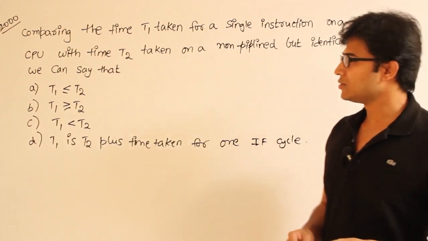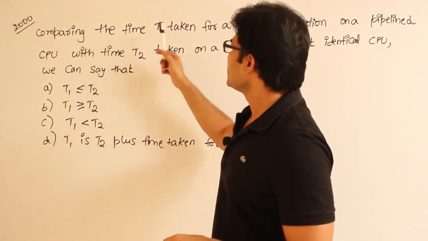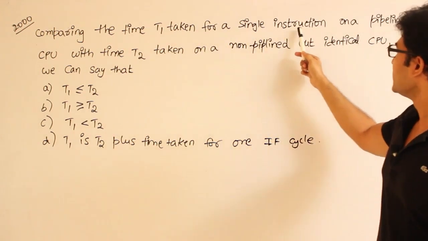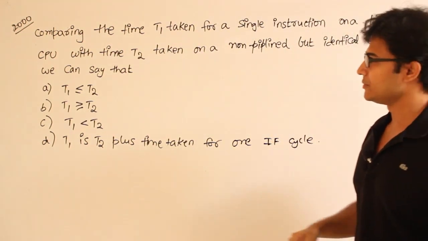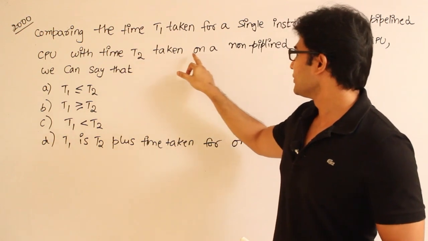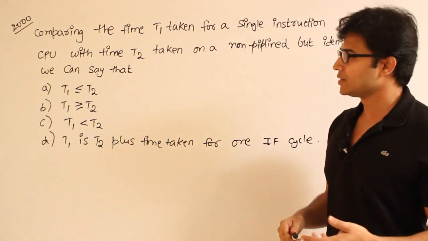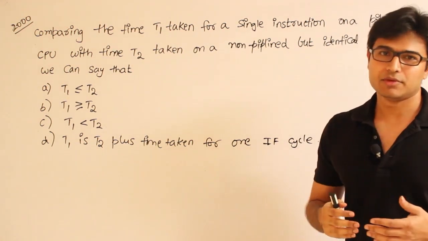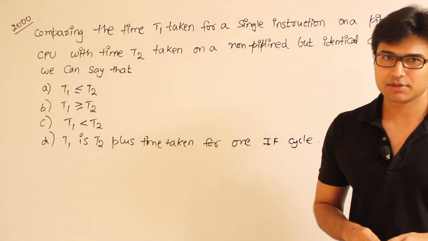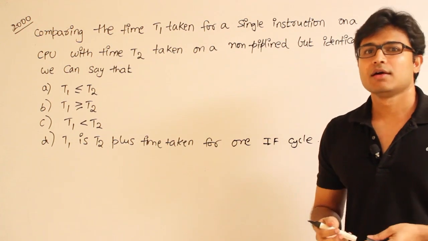This question is asked in GATE 2000. Comparing the time t1 taken for a single instruction on a pipelined CPU with time t2 taken on a non-pipelined but identical CPU, what can we say? Which means they are talking about the relationship between time taken to execute an instruction in a pipelined versus a non-pipelined computer.